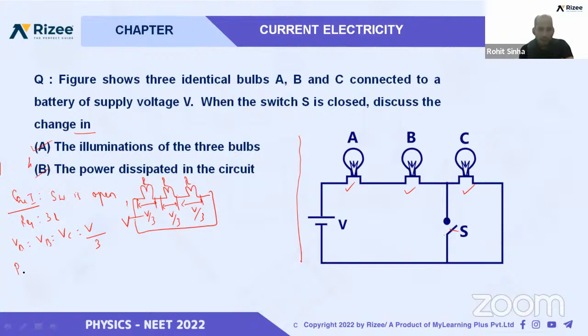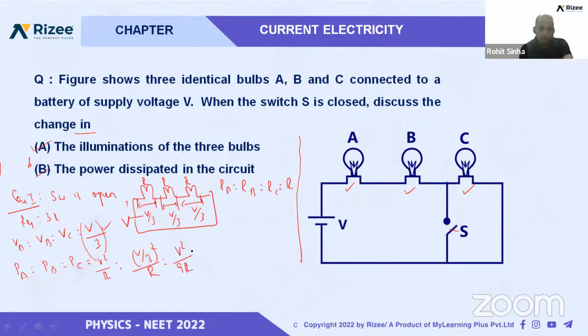Similarly, power dissipated in A will be equal to power dissipated in B, equal to power dissipated in C, and it will be equal to V square by R. With voltage V by 3, we write V by 3 whole square by R. Each resistance RA is equal to RB is equal to RC is equal to R. What will we get? It will be equal to V square by 9R.